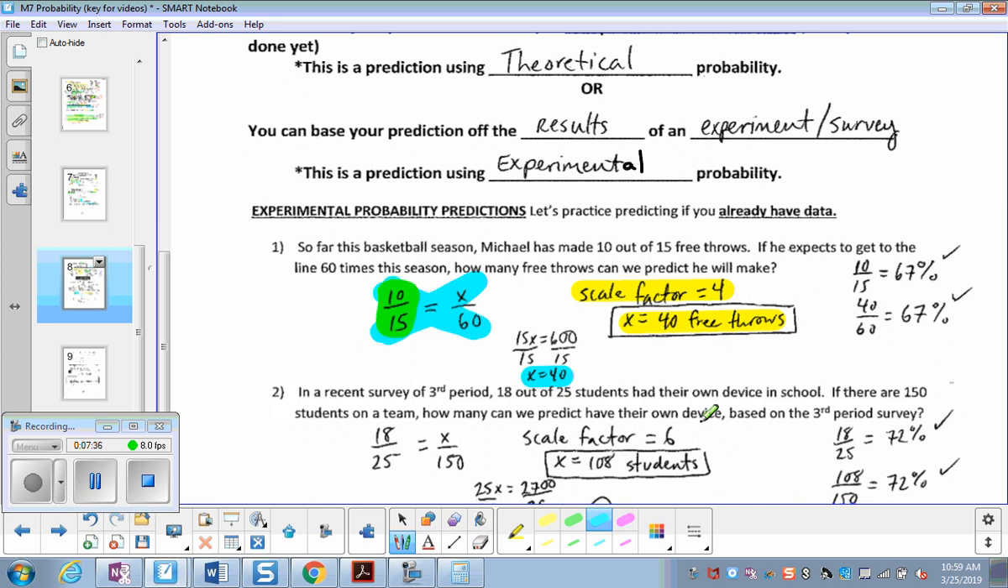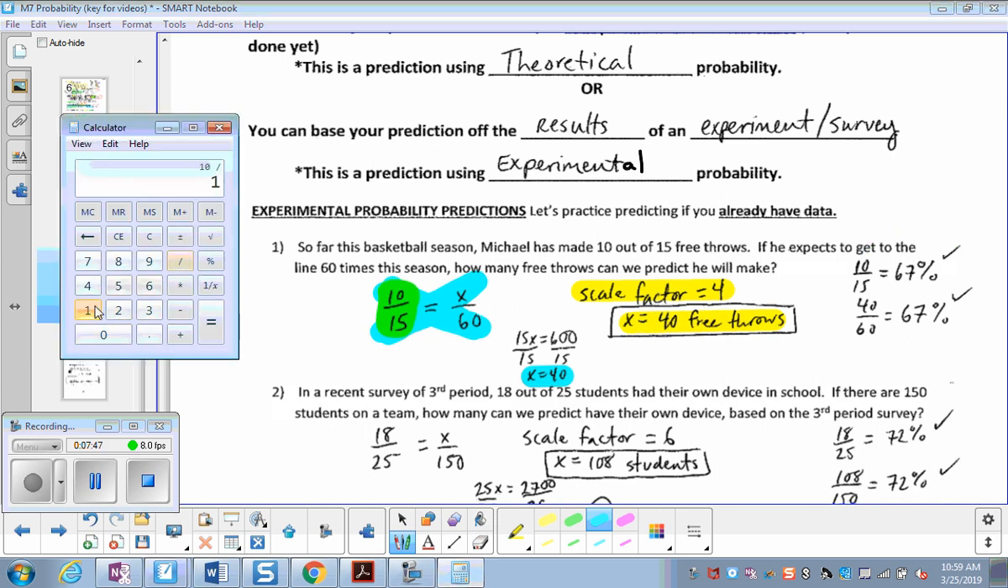So the idea here is that we have some data to use to predict how many free throws that Michael will make. Now, he's currently a 67% free throw shooter. If we take 10 and divide it by 15, he is a current 67% free throw shooter. That's better than the theoretical 50-50 that we know everybody is. Now, I want to remind you guys, theoretically, we would have expected him to make half, 30 out of 60. But since he's doing better than half, we've predicted that he'll make 40 out of the 60. And at that same rate, he's still that 67% free throw shooter that he's already currently proven that he is.